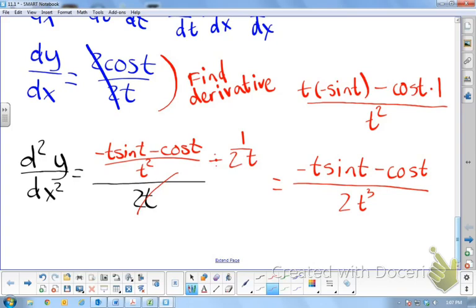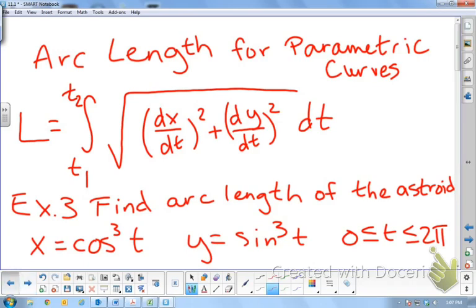So I want you guys to try differentiating a problem. I want you to find both the first and the second derivative. Oh, wait, I want to add a page.